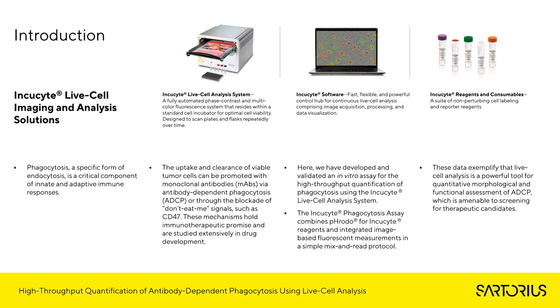The InKSight live cell analysis system is a fully automated phase contrast and multicolor fluorescence system that resides inside a standard cell culture incubator for optimal cell viability. The system is designed to scan plates and flasks repeatedly over time. In combination with our software, this offers fast, flexible, and powerful control for continuous live cell analysis. And this comprises image acquisition, processing, and data visualization. We also offer a suite of reagents and consumables that are non-perturbing, and these are cell labeling and reporting reagents.